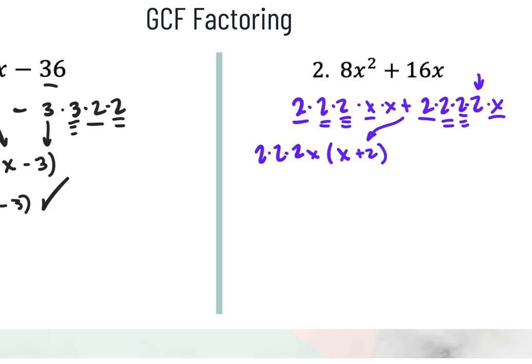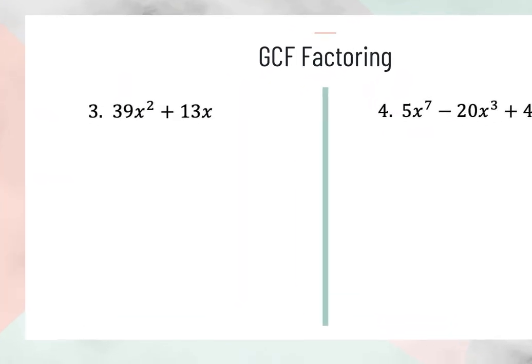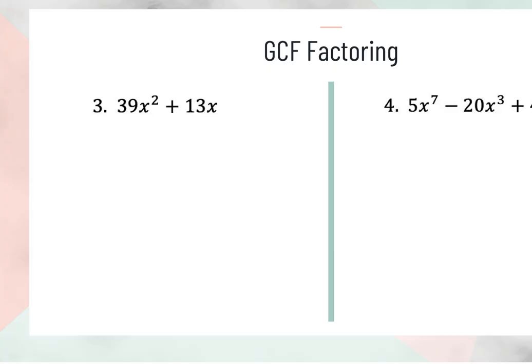I bring this sign with me. So 2 times 2 times 2 times x is going to be 8x. And I'm left with just x plus 2. Okay, and if you're starting to kind of pick up on, you know, what's in common between 8 and 16, well, 8, that's good. That's the expectation. I'm just breaking it down to kind of the simplest terms so you see what I'm trying to do. So again, GCF factoring, 39 and 13.